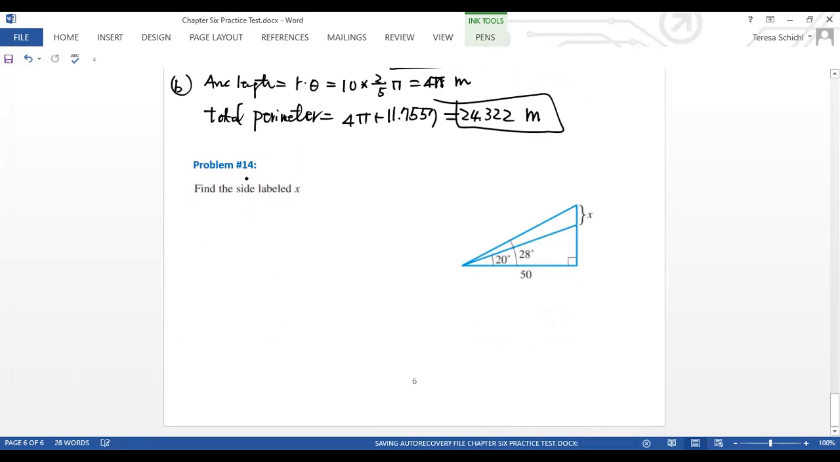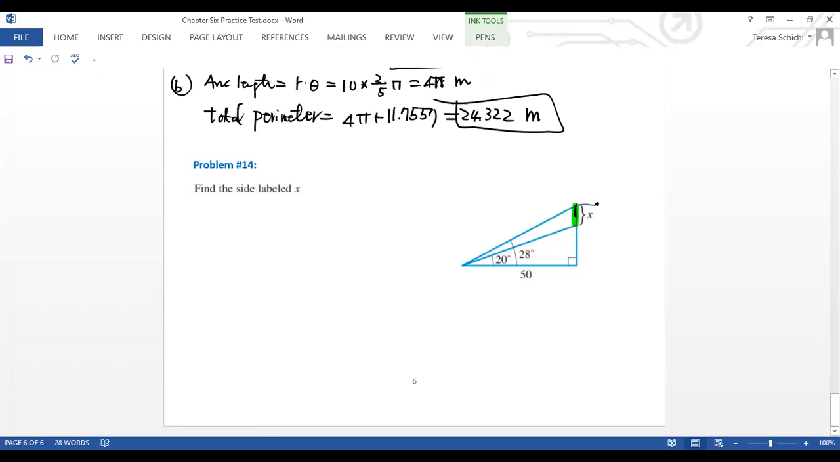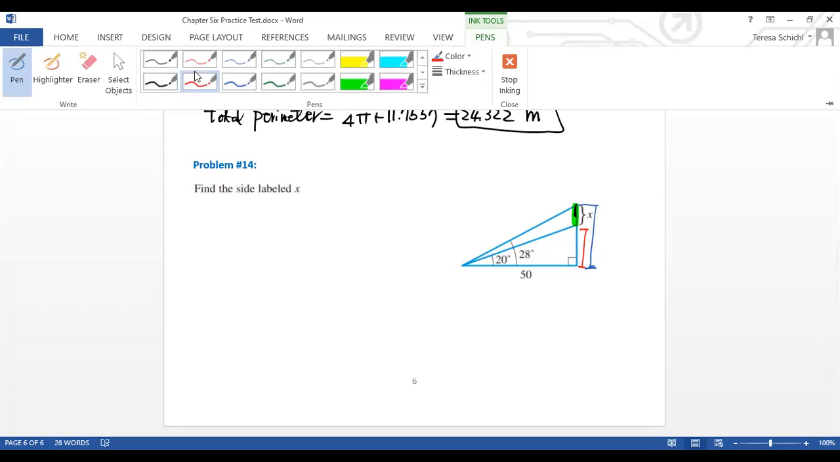Okay, let's take a look at problem 14. I want to find this side, right? I want to find what the x value is here. In order to get that, I have two angles here. If I can get this big side, and then I can also get this side, then if I use the blue side minus the red one, I will get the green I'm looking for, right?